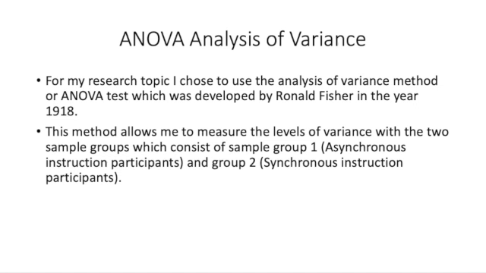Okay, so next let's talk about the ANOVA or analysis of variance test. So it says for my research topic, I chose to use the analysis of variance method or ANOVA test, which was developed by Ronald Fisher in the year 1918. So this is a test that's been around for a long time, so it's commonly used. It says the method allows me to measure the levels of variance with the two sample groups, which consist of sample group 1, which would be your asynchronous instruction participants, and group 2, your synchronous instruction participants. So you have two distinct groups that we'll be looking at.